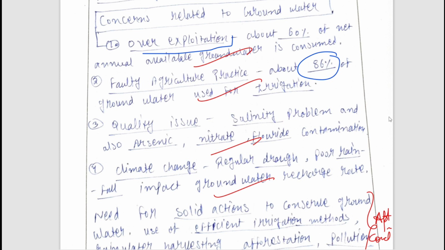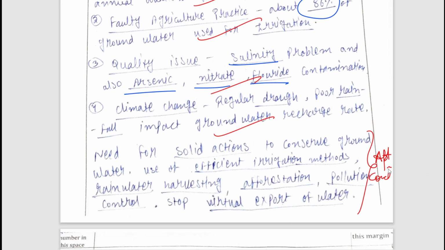The problem of quality is also there in many areas. The groundwater has been contaminated by chemicals such as arsenic, nitrate, fluoride. Salinity problem is present. Climate change is adding to the problem. There is poor rainfall, which is impacting the groundwater recharge rate. The amount of extraction is much higher than the amount of replenishment, so that is affecting sustainability. Then, nicely concluded, you can pause the video and read it.